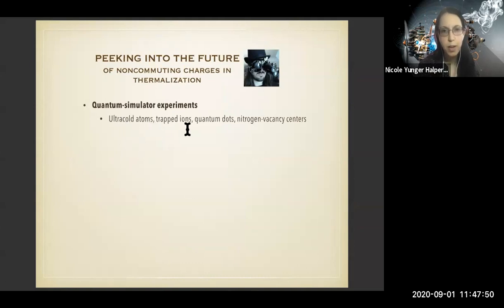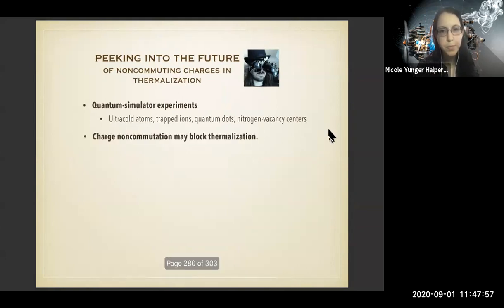We focused most on how this could be implemented with ultracold atoms and trapped ions, but other platforms look viable. And there's this notion that the non-commutation of conserved charges might be able to block thermalization to some extent. We showed that a small system equilibrates to at least near the non-abelian thermal state. But I mentioned earlier that there are some reasons to think that thermalization might not happen completely, so there might be a little extra distance from the thermal state due to non-commutation.